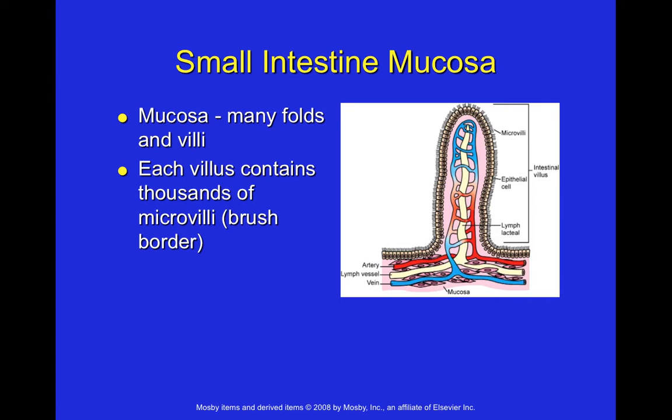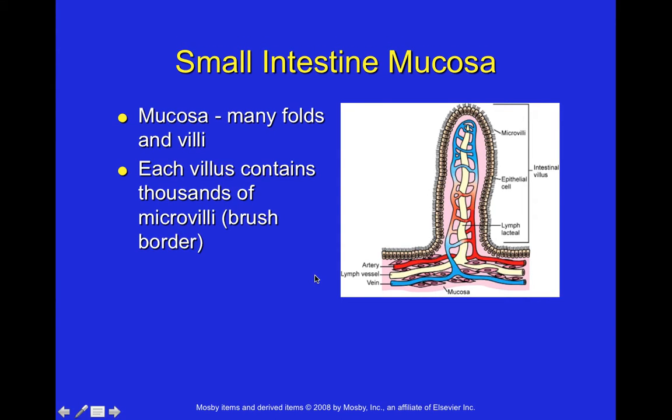All right, so the small intestine, the mucosa. Mucosa in general, so the innermost lining of the small intestine, has many folds, and it has these tiny little finger-like projections called villi. Okay? So villi are really important. They have a blood supply, they have a lymphatic supply to them. And each villus contains thousands of microvilli, so tiny little brush borders.